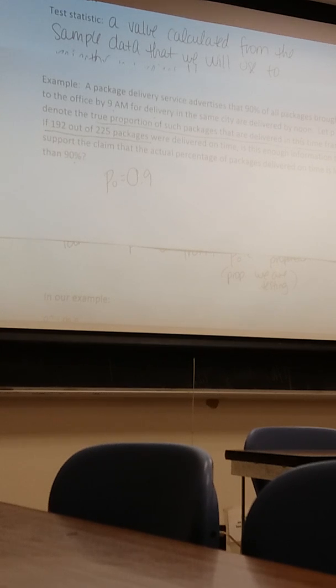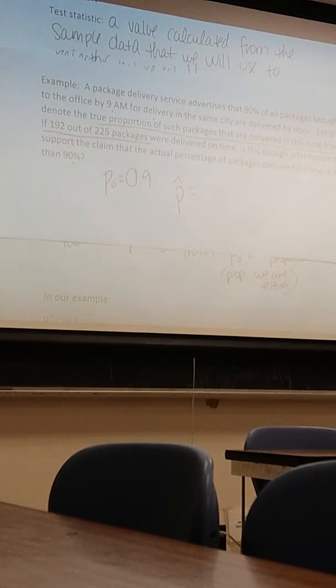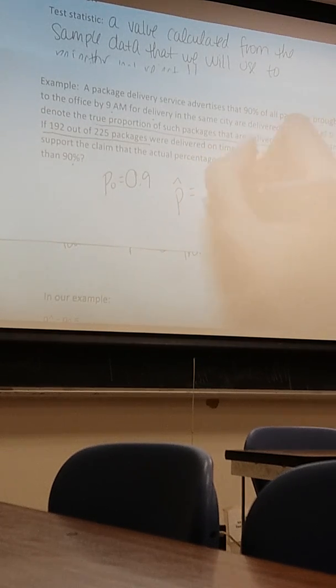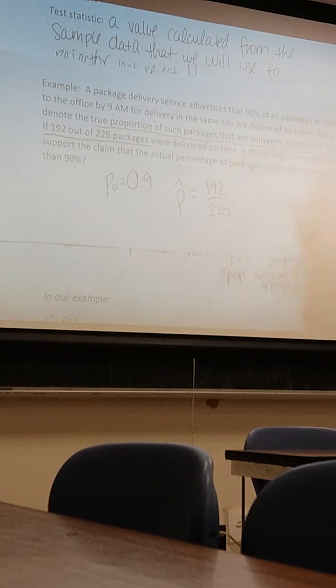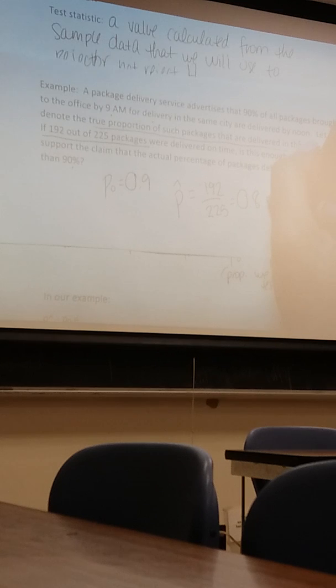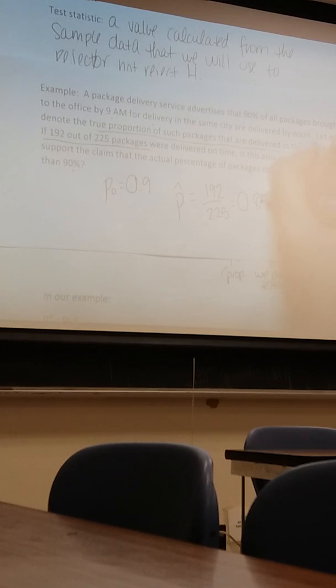192 divided by 225. Yeah, because we know out of our sample of 225, 192 were delivered on time. So go ahead and use your calculator. For this hypothesis test, what is our sample proportion? It's going to be 192 out of 225, and let's get at least three places. 0.853. Can we get a confirmation? 0.853, we all agree on that? Okay, great. Thank you.